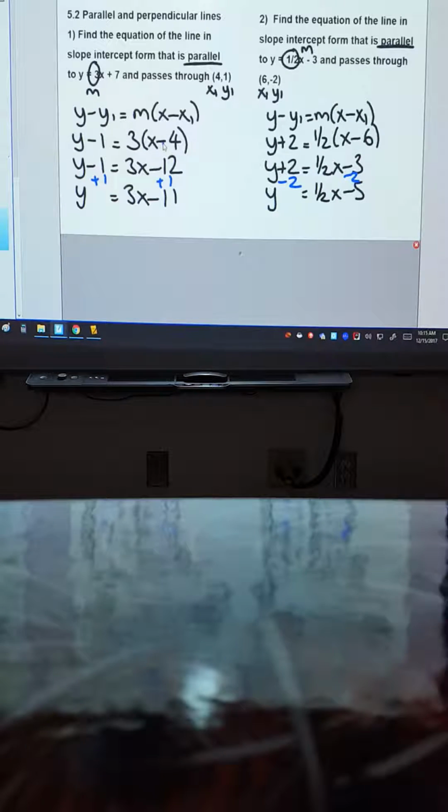So very similar to what we did in 5.1. And if you're confused over these steps, you should go back and watch the video for 5.1.